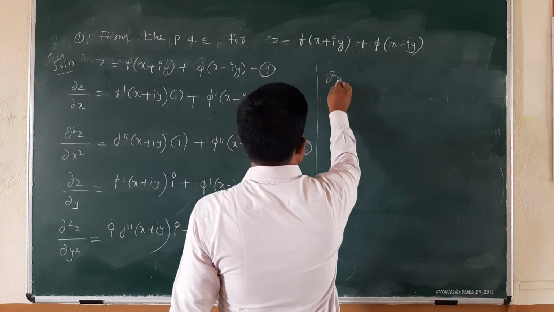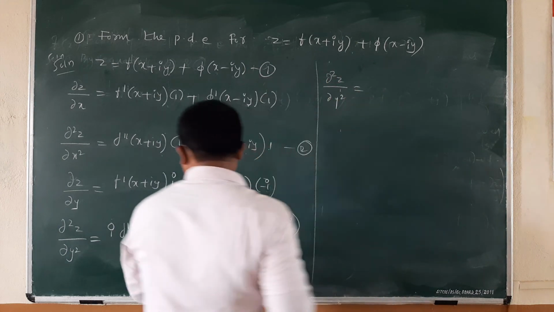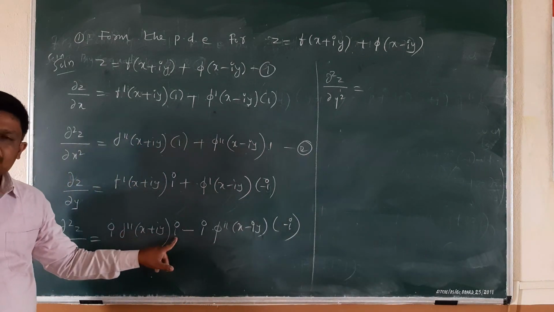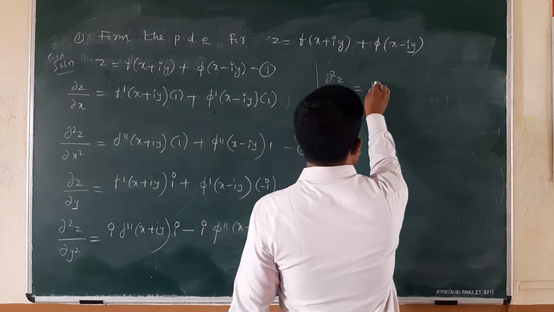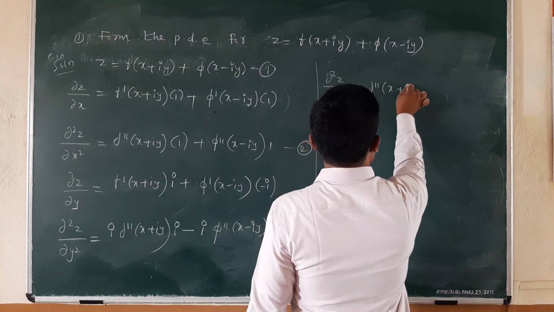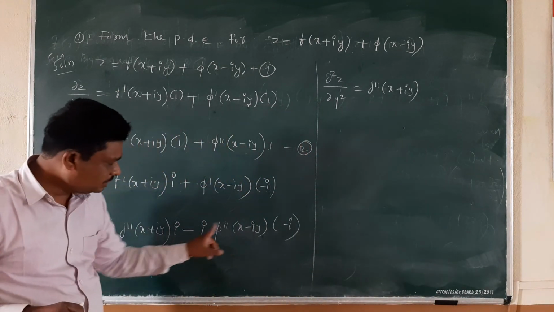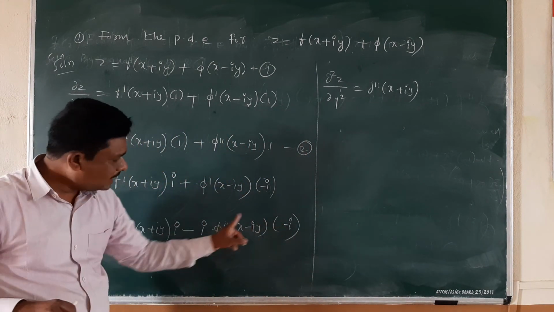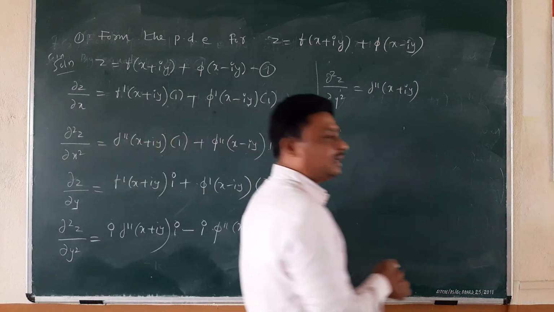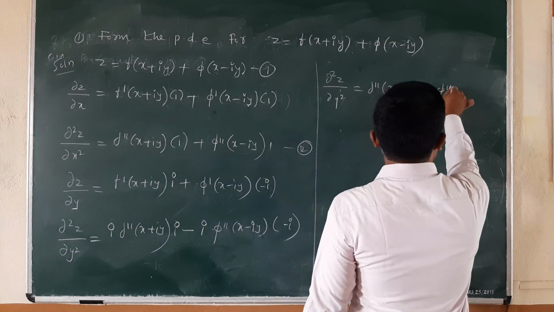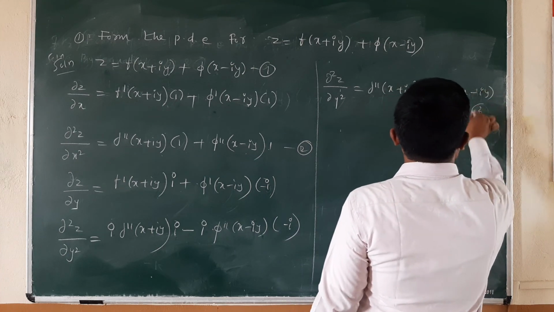Therefore, dou square z upon dou y square is equal to, see here, i into i, i square value is minus 1. So remaining is f double dash of x plus iy. Minus into minus plus i into i square. I square value is minus 1. So again this becomes minus phi double dash of x minus iy.